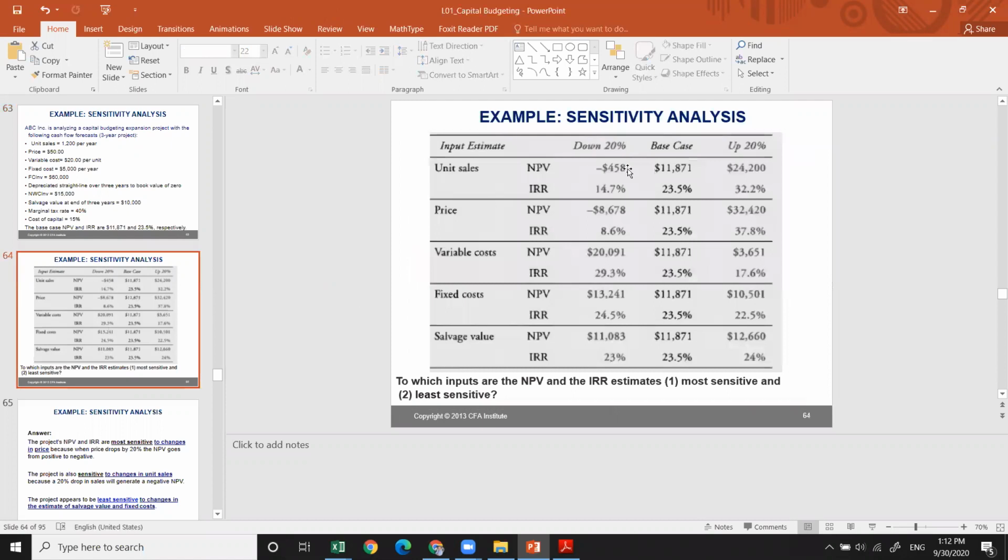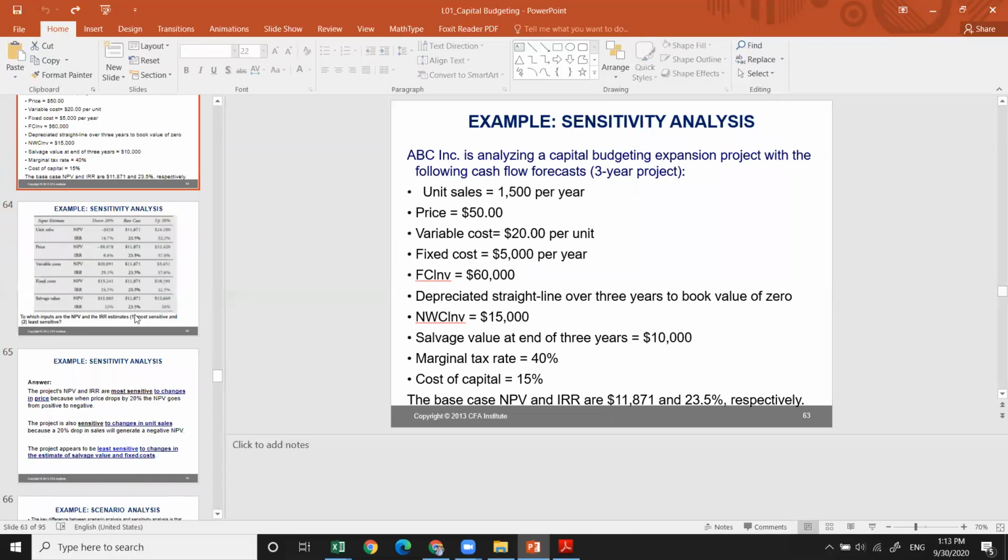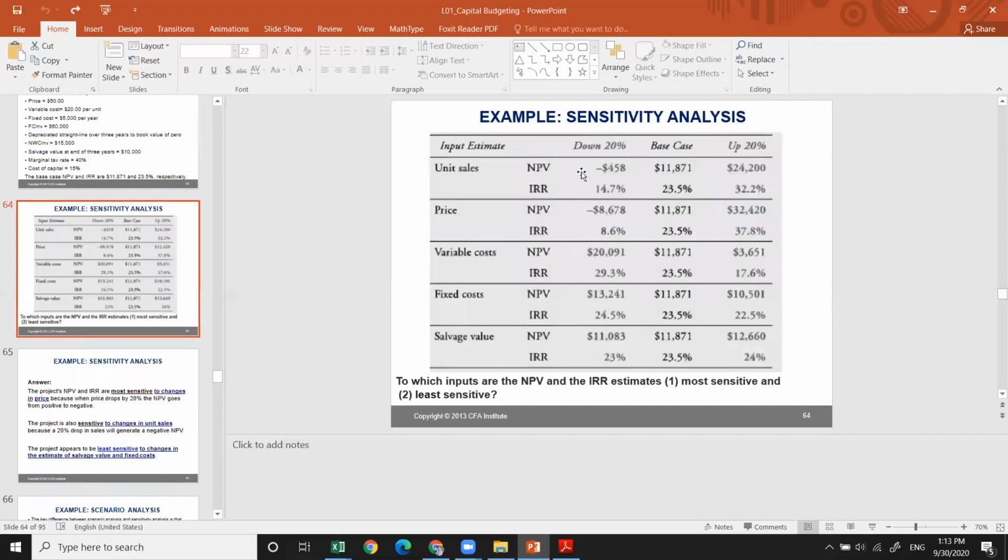Your NPV is equal to a negative number. If your unit sale is 1,500, your NPV is positive. It's 11,871, and IRR is more than the cost of capital. But if your unit sale is reduced by 20%, that made your NPV go down to minus 458, and IRR became 14.7, which is lower than the cost of capital. So we do not accept this project if the unit sale is reduced by 20%. And we put the results.